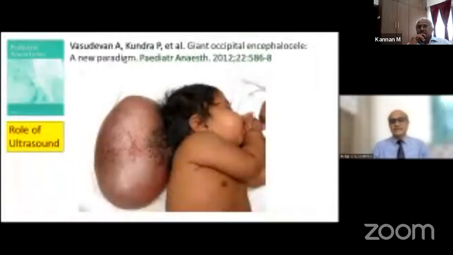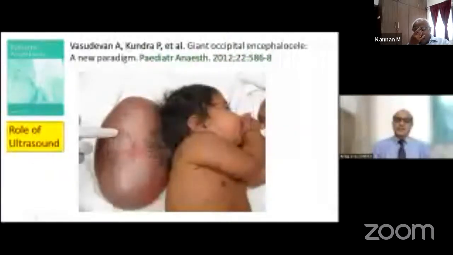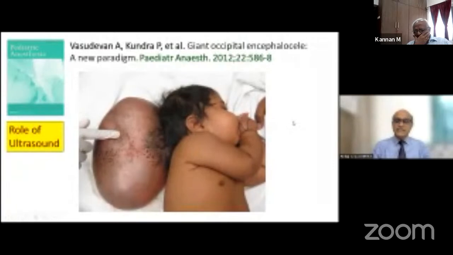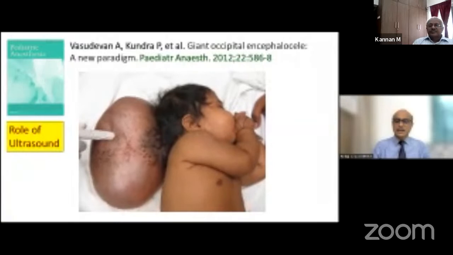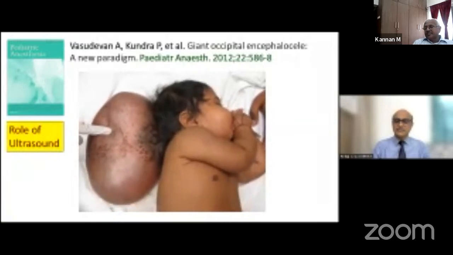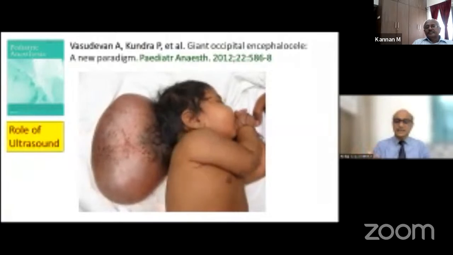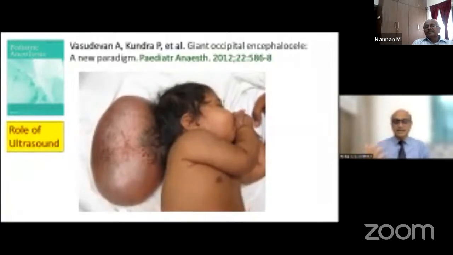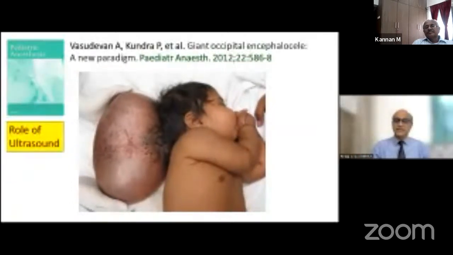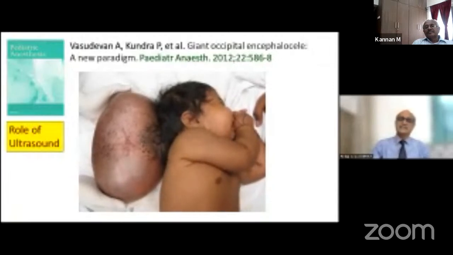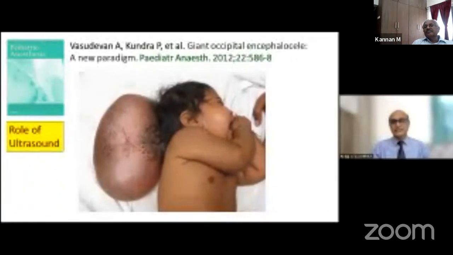So there is another child. This is another child which was posted for a giant occipital meningocele. You just compress it a little bit and you look at the respiratory rate, how it goes up. With a little bit more pressure, you will find that the child suddenly wakes up and becomes uncomfortable. And the moment you try to lift this big encephalocele, the child starts crying. So how are you going to intubate? How are you going to get this surgery done?